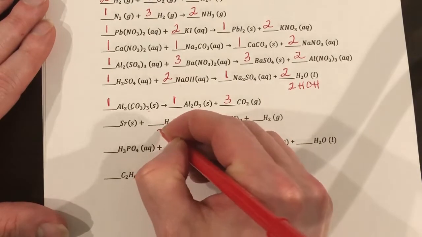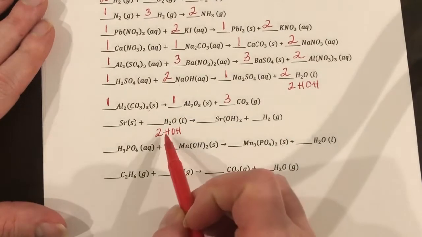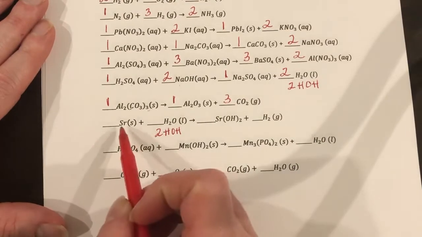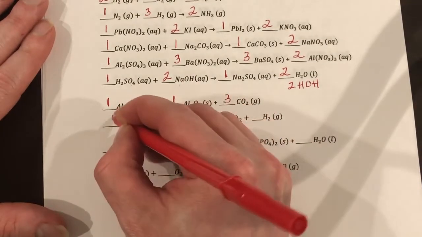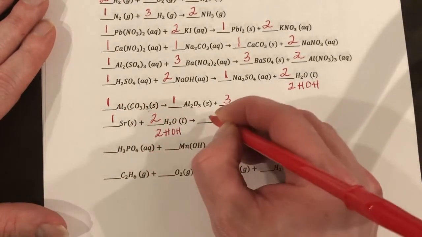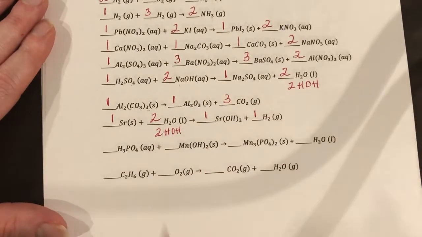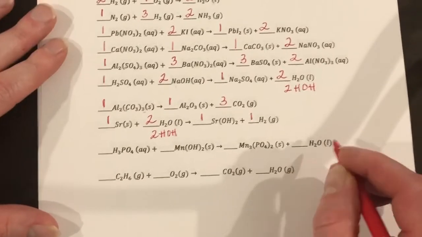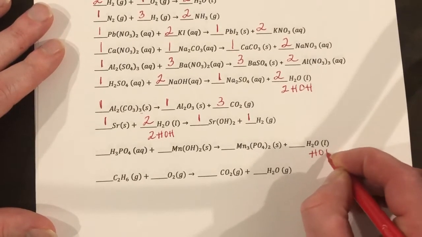So I need to put a 2 in front right there. 2 hydrogens, 2 hydrogens. 1 Sr, 1 Sr. So it should be balanced now. Okay, this one deals with water, so I'm going to break it down to HOH.